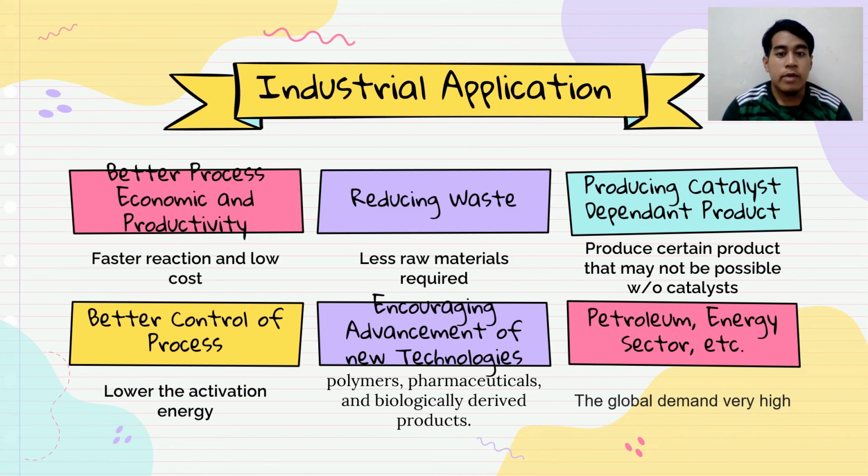Second, reducing waste. The catalysis can help improve the selectivity toward desired product, thus less raw materials required and less unwanted waste. Third, producing catalysis-dependent product. We can produce certain product that can only be made with catalysis. Fourth, better control of process. The catalysis can provide the alternative pathway of reaction that can reduce the energy required for reaction to occur.